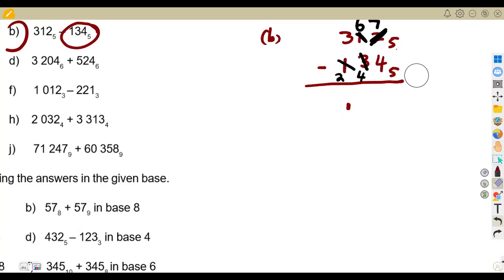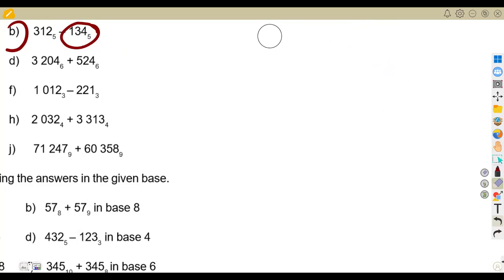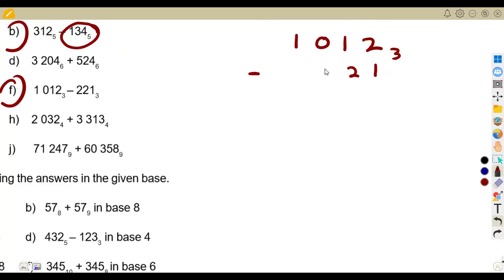If you check, that is the same concept on F. We are considering the same thing on this part F. That is where we are given 1, 0, 1, 2 in the base of 3 like this. What are we subtracting? That's 2, 2, 1 base 3. So it's going to be 1, 2, 2 like this in the base of what? In the base of 3.